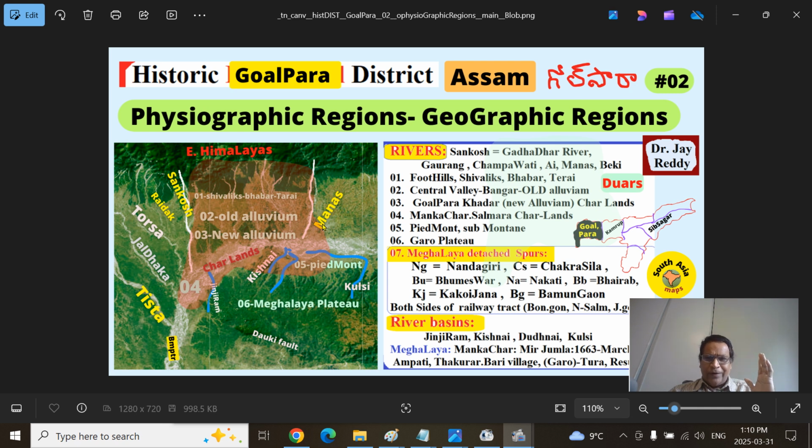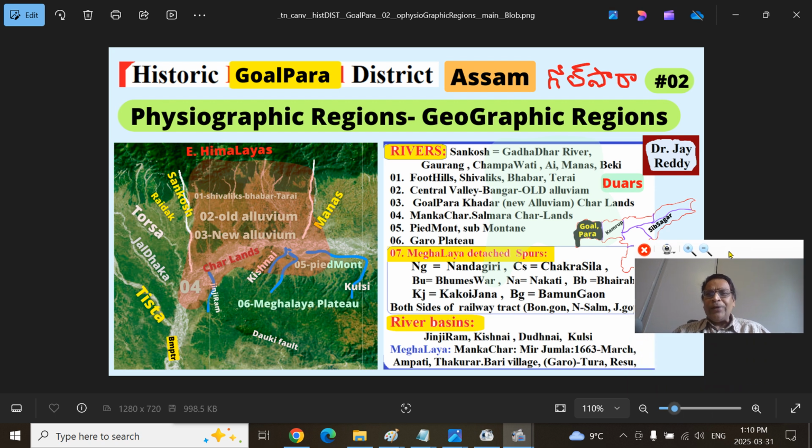Physiographic regions depict the physical nature of the land, habitat, terrain, geopolitical region on the planet Earth.